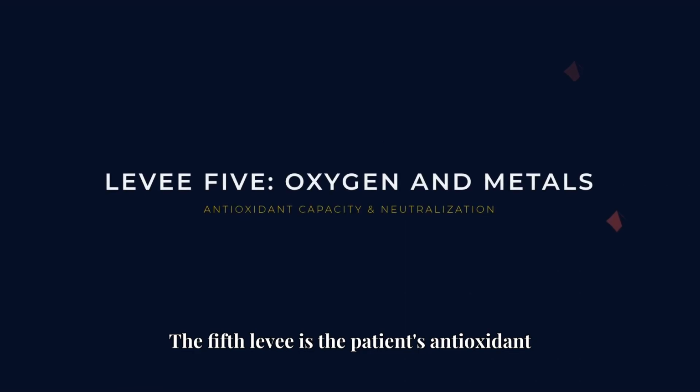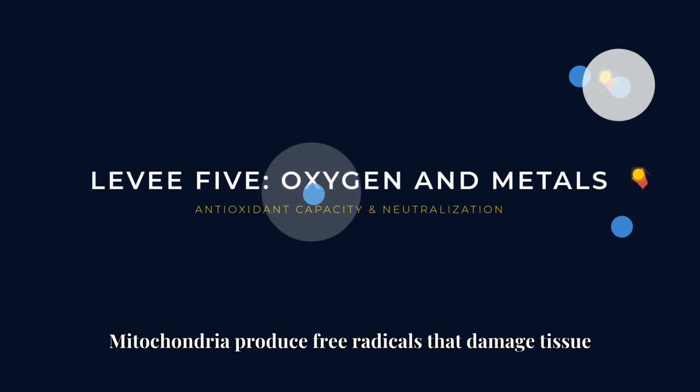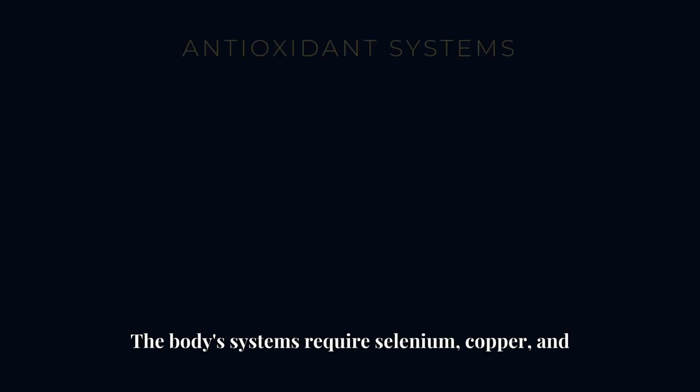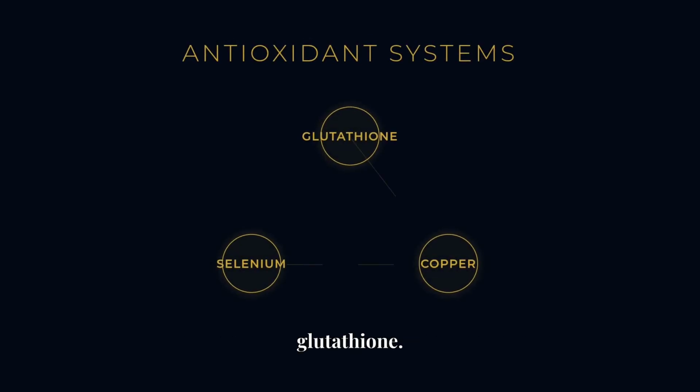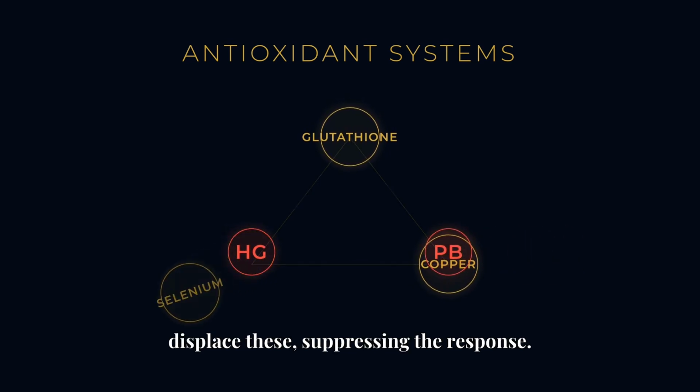The fifth lever is the patient's antioxidant capacity. Mitochondria produce free radicals that damage tissue if not neutralized. The body's systems require selenium, copper, and glutathione. Heavy metals like mercury or lead can displace these, suppressing the response.